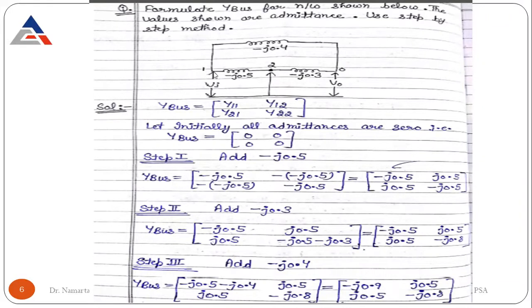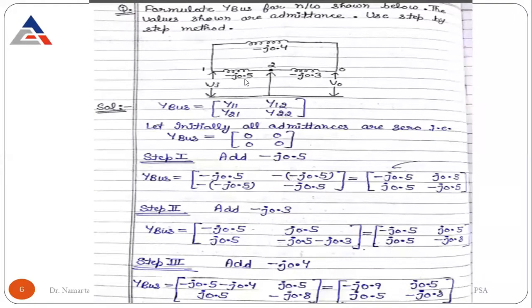Now let's see. As it is a 2 by 2 bus system, and this one is the ground potential 0, the matrix appears something like this: Y11, Y12, Y21, and Y22. Initially we assume that all the entries are 0. In step 1, add minus j.5, the admittance between 1 and 2. When we add this, which entries will it affect? 1, 1, 2, 2, 1, 2, and 2, 1. It affects all these 4 entries.